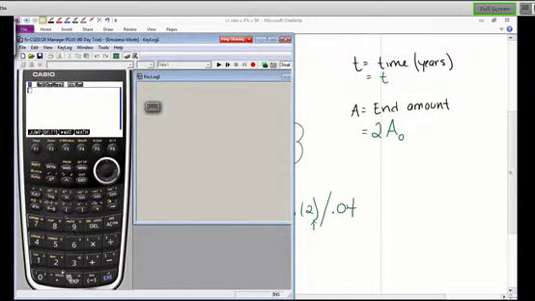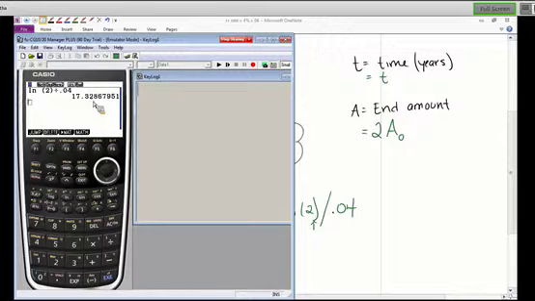Okay, sorry. ln. Let me open up a set of parentheses. 2. Let's close that. Divide that by 0.04. Let's see if this works. Fingers crossed. It worked. Awesome. Okay, so this is our t.